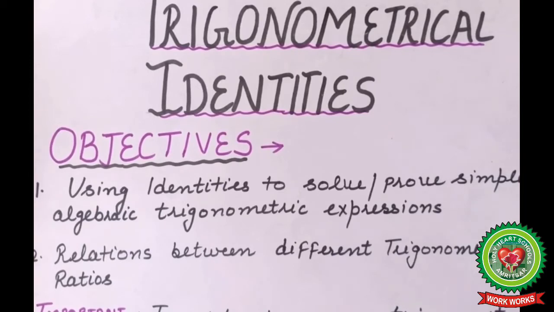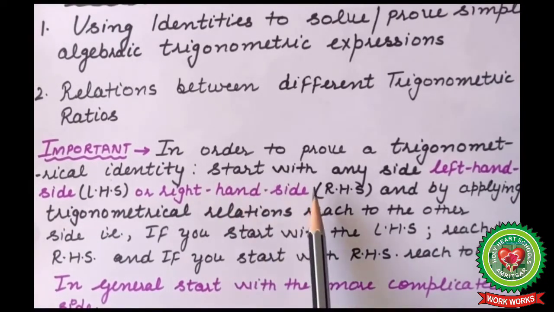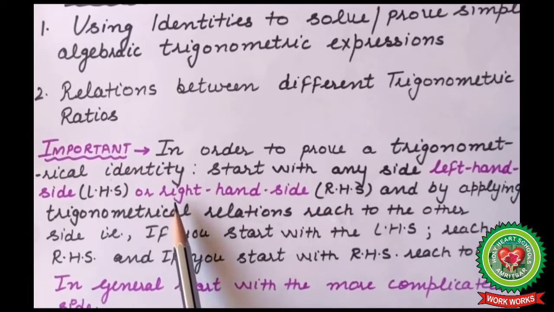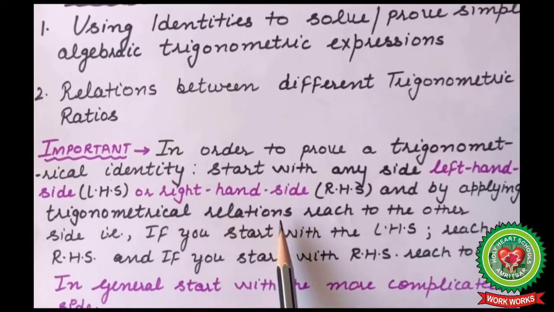But before starting with the topic, let us discuss some important points related to solving the trigonometrical identities. The important thing that you all need to remember is that in order to prove a trigonometrical identity, start with any side. That is, either you can start with left hand side or you can start from right hand side. And by applying trigonometrical relations, reach to the other side. That is, if you start with the left hand side, reach to the right hand side. And if you start with right hand side, reach to the left hand side.